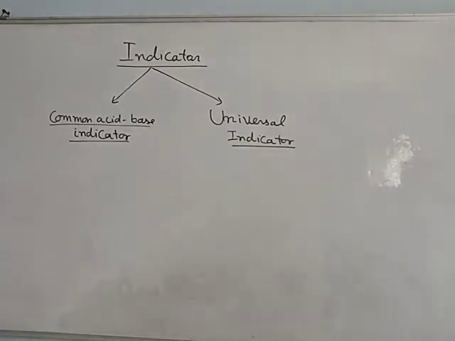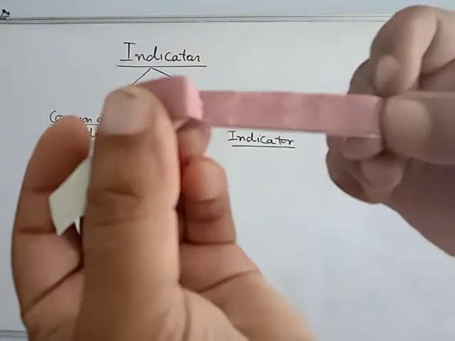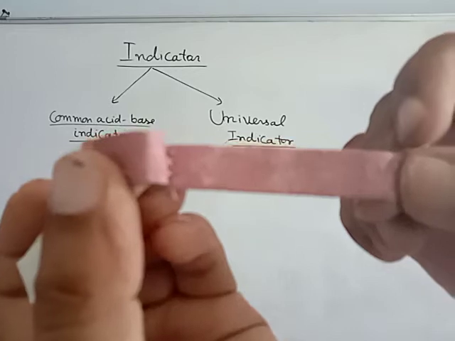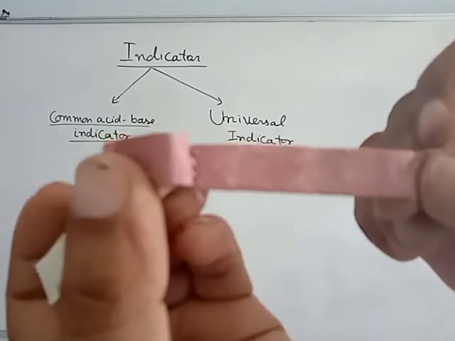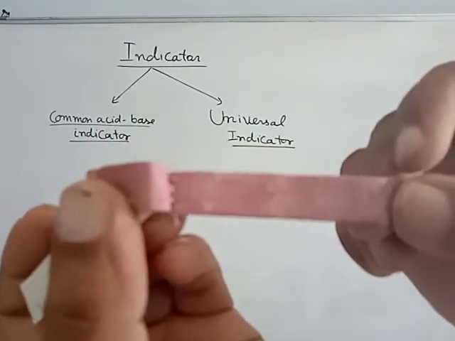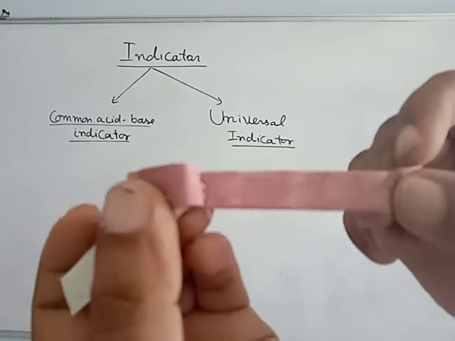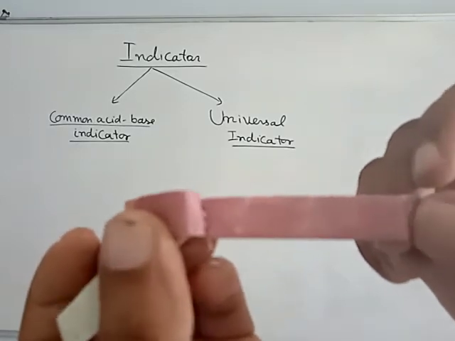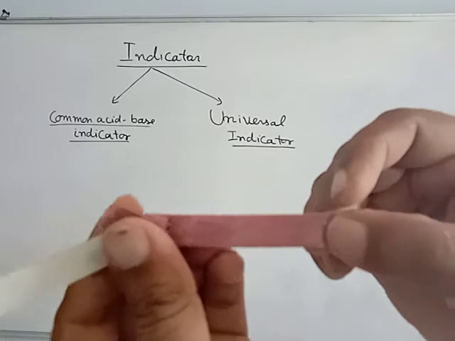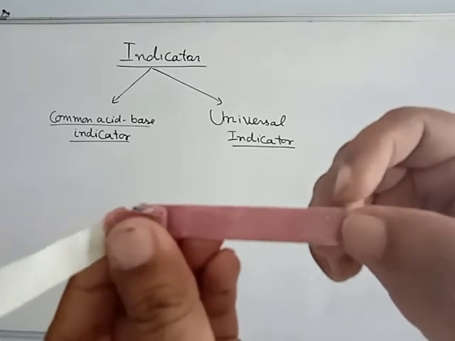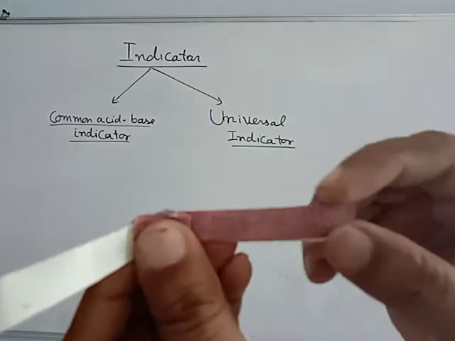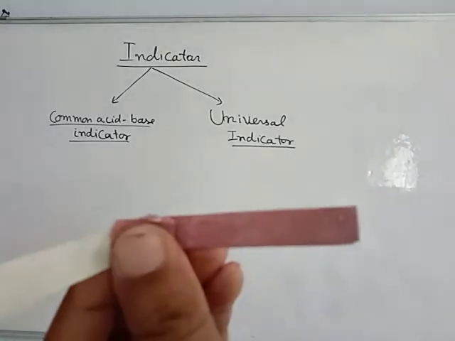Like this one, this is red litmus paper. It is a common acid base indicator. Litmus paper, whether red or blue, is a common acid base indicator because we can get information about the substance, whether the substance is acid or base only.